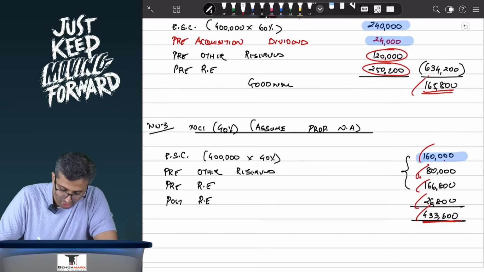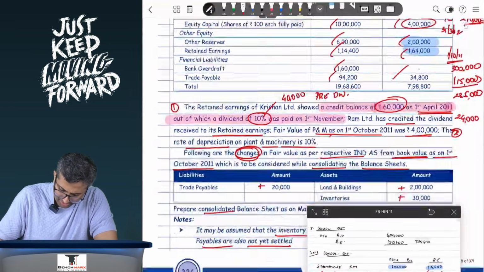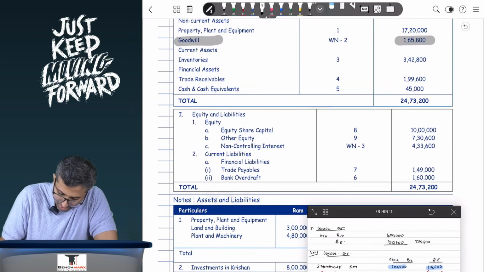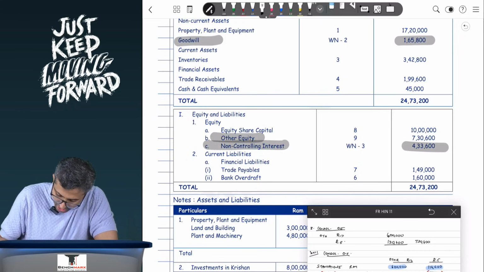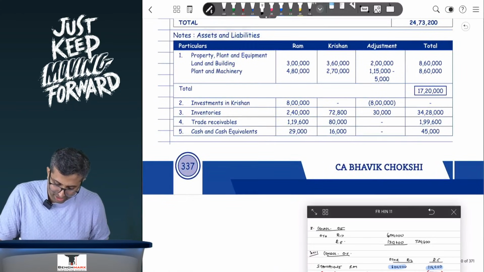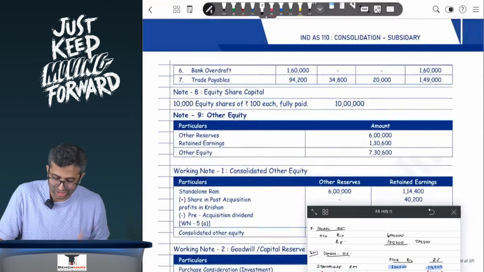So, if I were to take this into my final balance sheet, you will post all of these numbers, like your goodwill is a crucial number, 165,800. Your N.C.I is 433,600 and other equity is 7,30,600. Other than that, everything else you will do plus minus, and these numbers you will take into your final balance sheet, and that's about it.